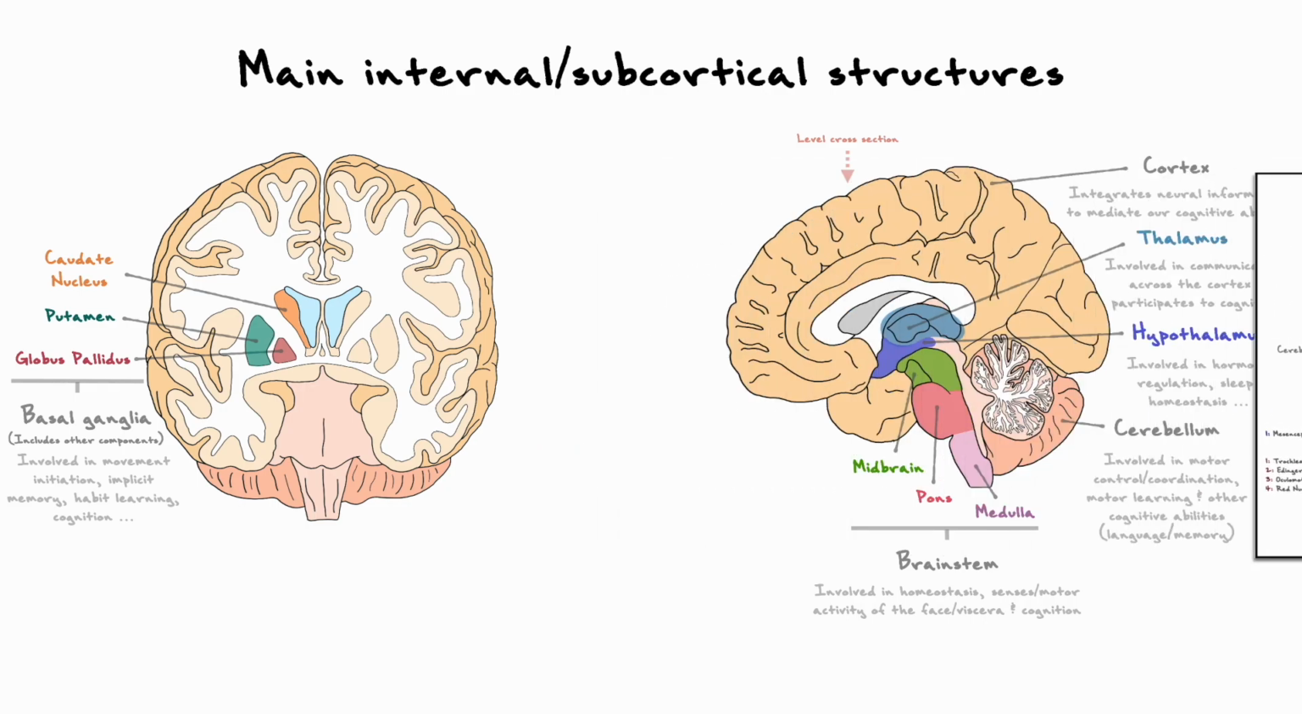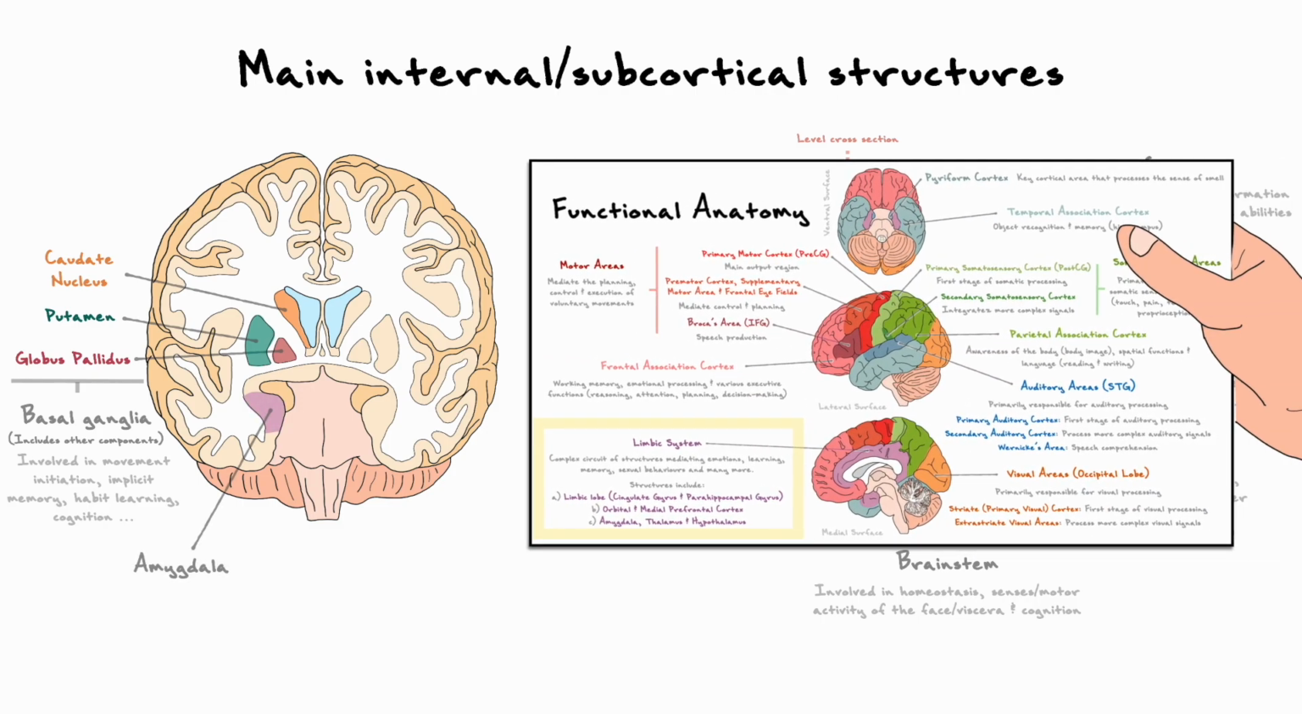In this current cross-section, we can also see another important group of nuclei called the amygdala. The amygdala is a structure we have already encountered when we talked about the functional anatomy of the cortex, and it was an important component of the limbic system. Through various lesion and imaging studies, it was discovered that the amygdala is involved in memory, emotions, fear, anxiety, decision-making, and many more functions of that nature.